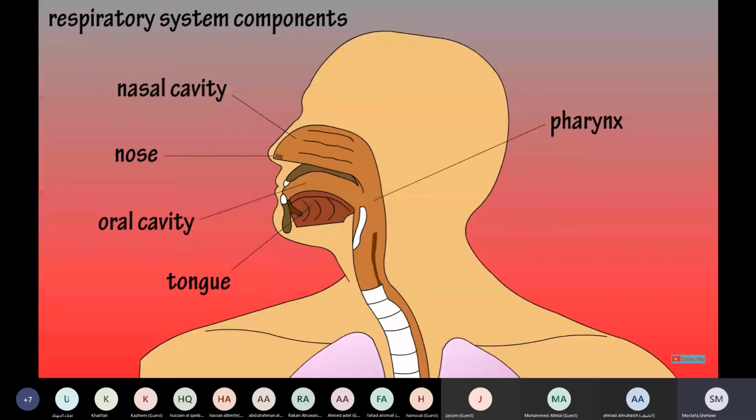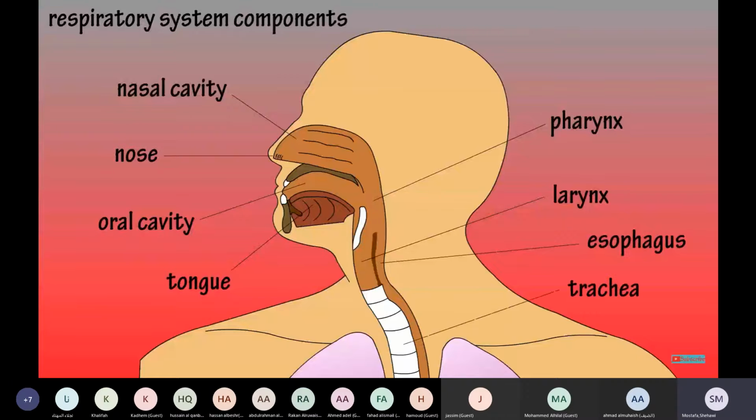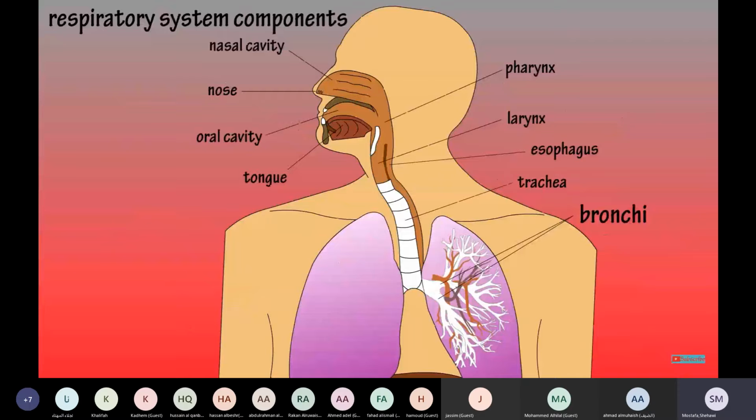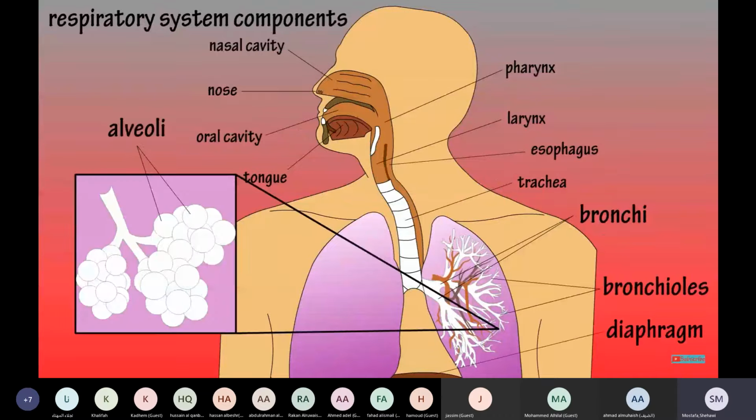The esophagus is not part of the respiratory system, and I'll get to why I put it in the diagram in a minute. Next, we have the larynx, which is also called the voice box because the vocal cords are located here. The trachea, also called the windpipe, is here, and it connects to the bronchi, which merge into smaller tubes called bronchioles. And the bronchioles connect to tiny air sacs called alveoli. And then down here is the diaphragm.